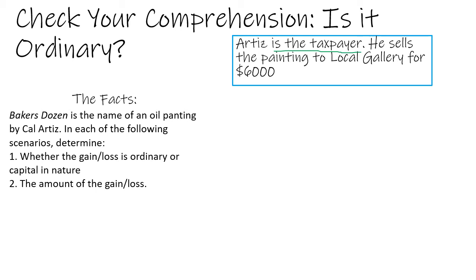Any works of art or amortizable assets like copyrights and patents that are generated by the artist are excluded from the description of a capital asset. Therefore, Ortiz's basis is 0 and his gain on the sale is $6,000.